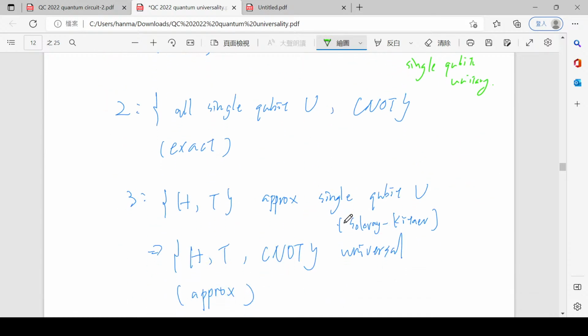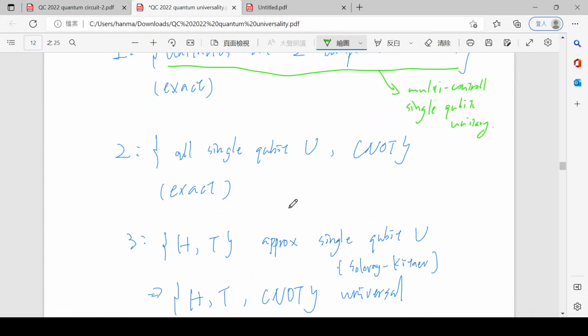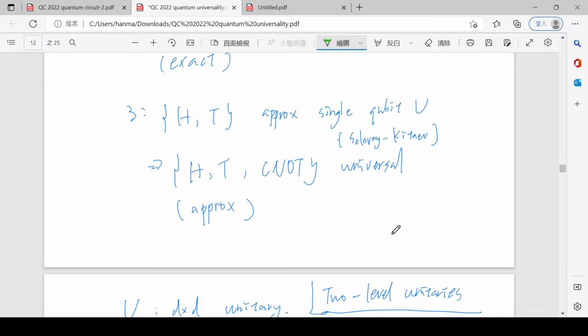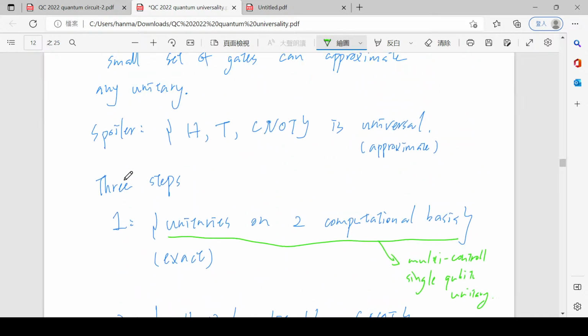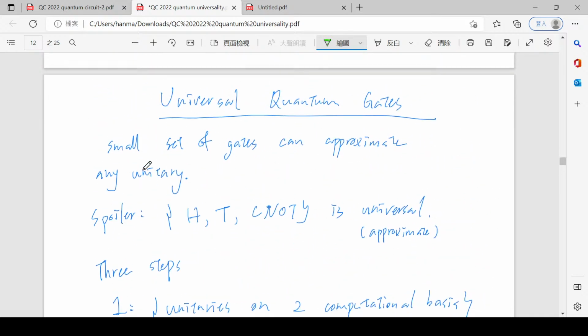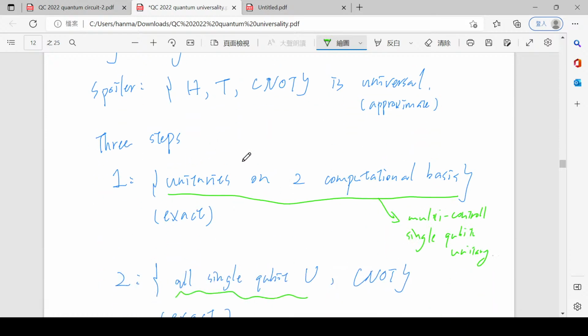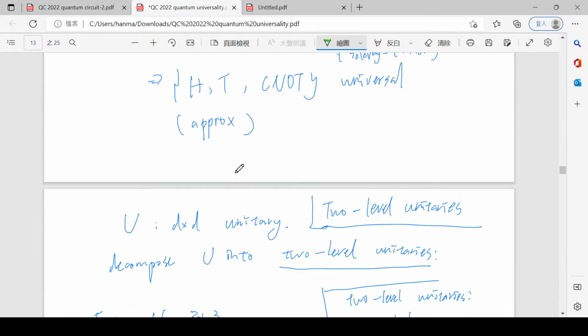And then the final step, which is also called the Solovay-Kitaev theorem, says that this arbitrary single qubit unitary can actually be done with only Hadamard and T-gate. And this is now an approximation. Okay, any question so far? It's probably not too clear because this is a very rough sketch. But now let's see what happened.